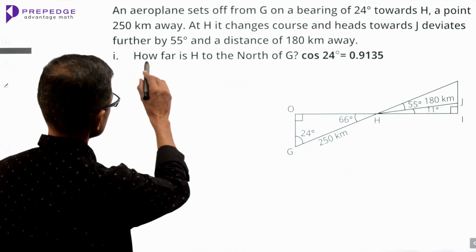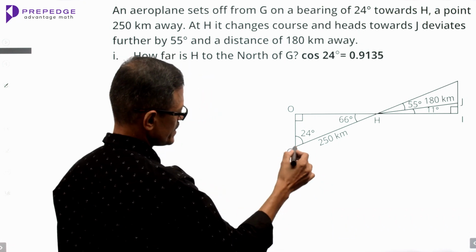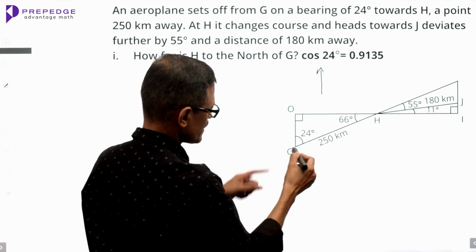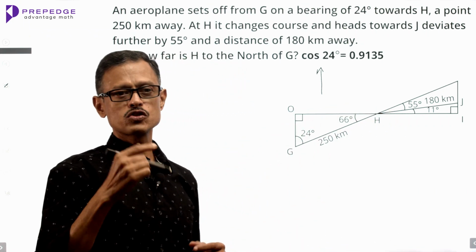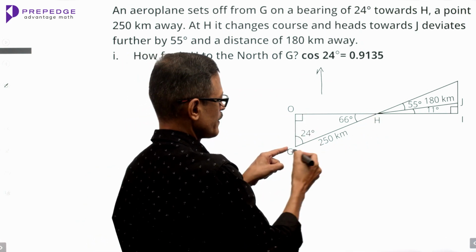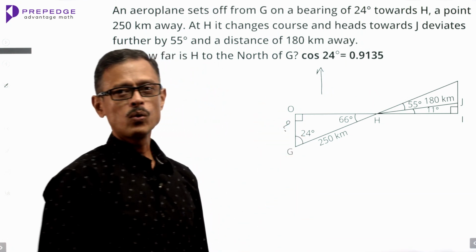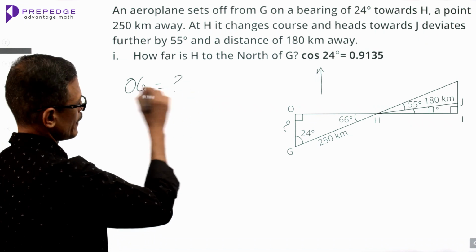The first of the questions is how far is H to the north of G? H is here, G is here, and north is this direction, as we already said. So how far north of G is H? G to H straight line distance is 250 kilometers. They are asking for the vertical distance of H from G. So essentially the question is asking us to find the measure of OG. So OG is what we need to find out.